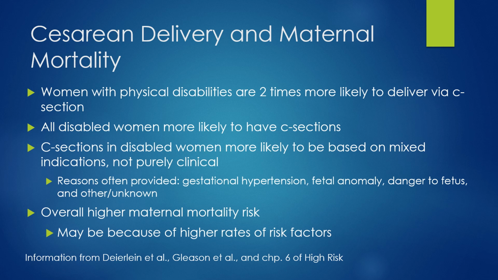Cesarean delivery is used more often in disabled women than non-disabled women. Women with physical disabilities are twice as likely to deliver via C-section. Reasons for these C-sections are gestational hypertension, fetal anomaly, danger to the fetus, and other or unknown. Also, disabled women have an overall higher risk of maternal mortality.